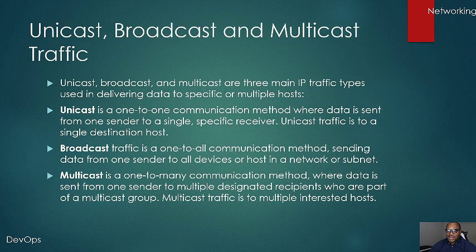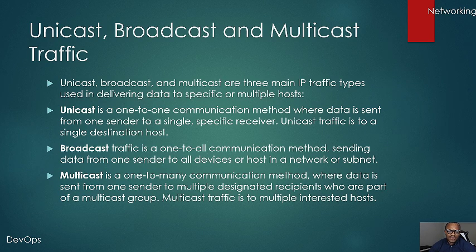And we have unicast and broadcast and multicast traffic. And they are the 3 main IP traffic types used in delivering data to specific or multiple hosts. And unicast is a one-to-one communication method where data is sent from one sender to a single specific receiver. Unicast traffic is to a single destination. And an example of a unicast traffic is your web browsing. When you're browsing, each user requests and receives a unique response from the web server. SSH session is another example.